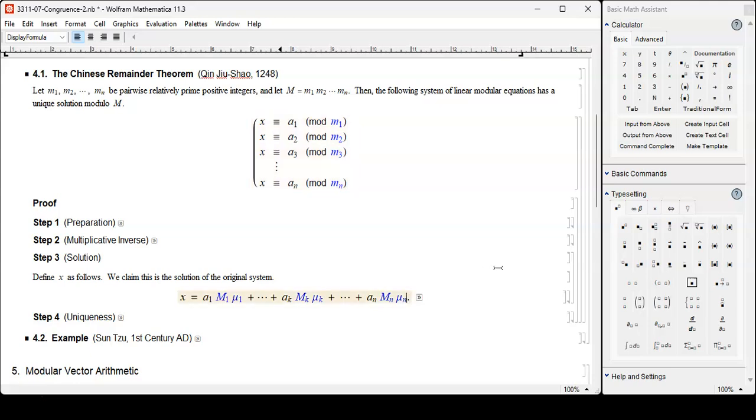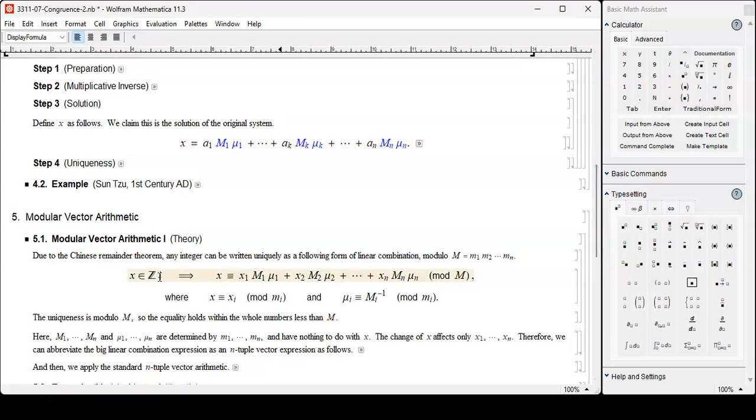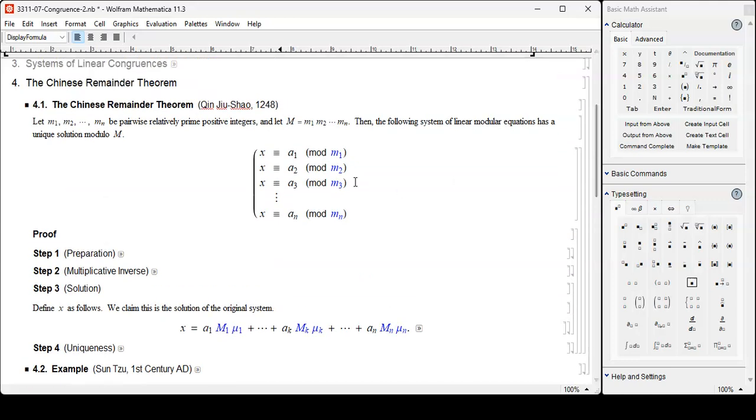But in section 5, we take an opposite viewpoint. Instead of starting from this system, we start from an arbitrary integer, and then put that arbitrary integer x into the system. Then that x, whatever integer, will be congruent to some a1, modulo m1, and it'll be congruent to some a2, modulo m2, and that x given will be congruent to some a3, modulo m3, and so on. So x will determine a1, a2, a3, and so on. We can go backward as well.